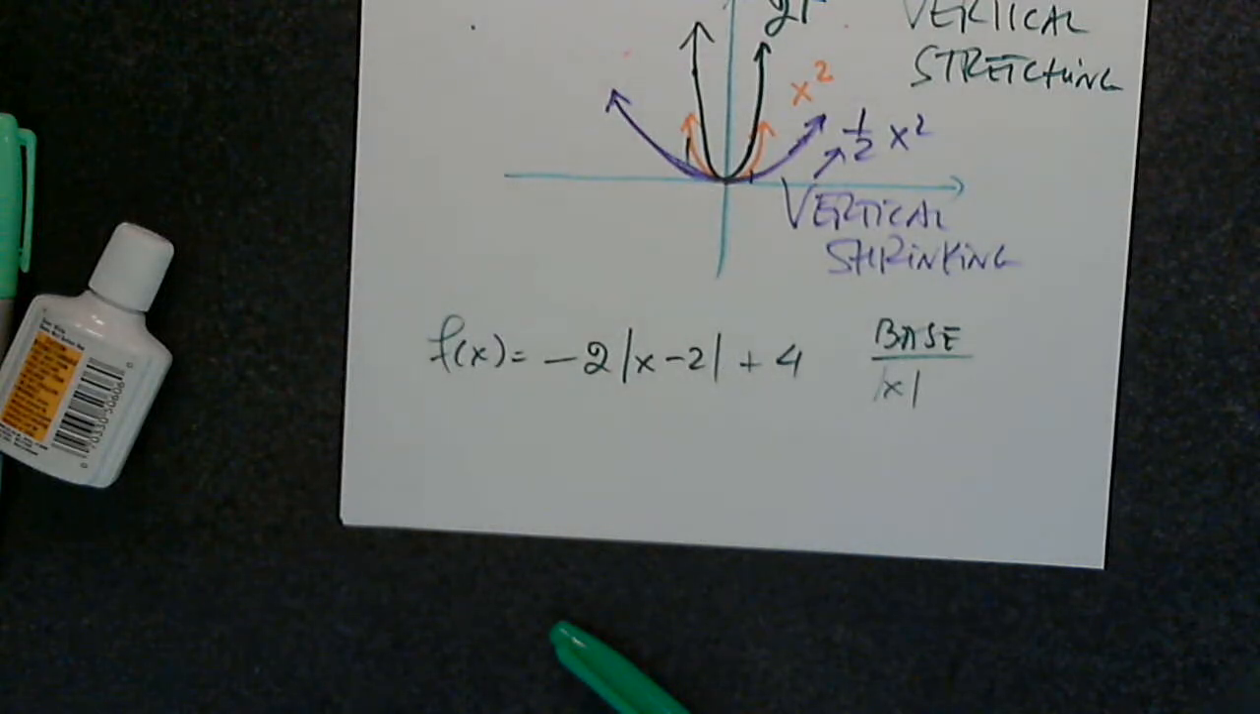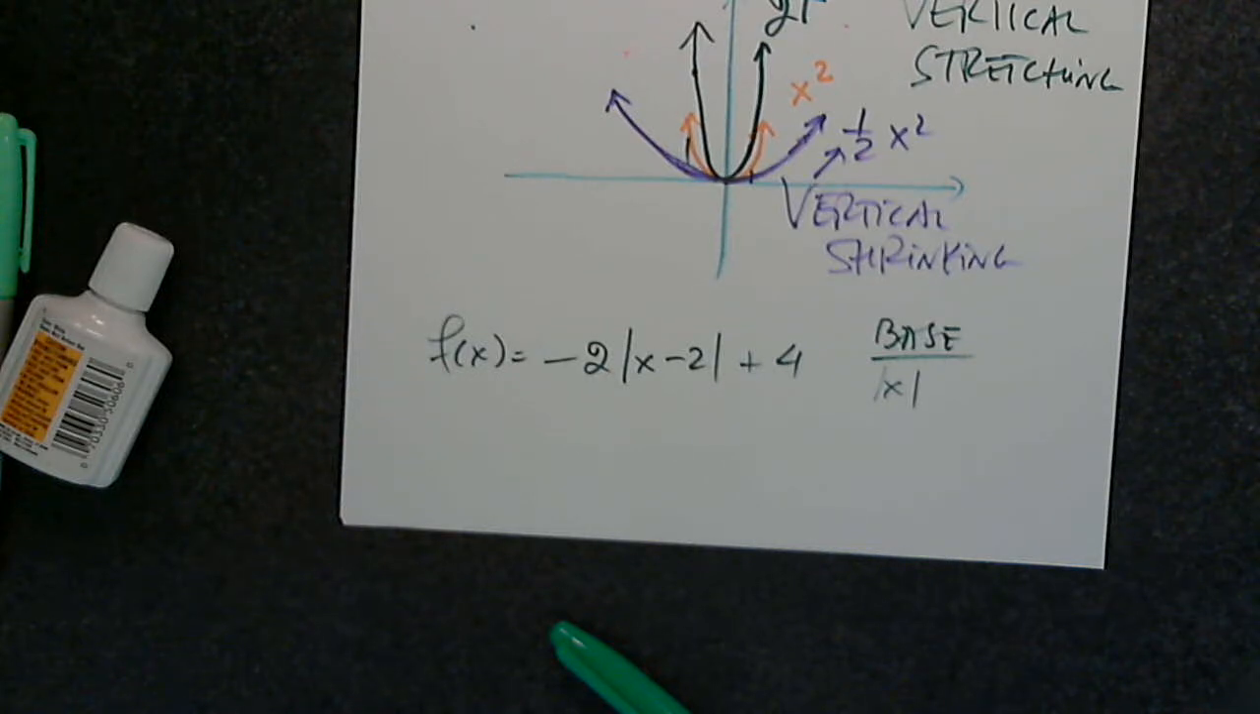Yes. So I have the absolute value of x. I go to the right 2. I have to stretch by a factor of 2, so the branches get closer together. I have to reflect because there is a minus in front. And then I go up 4.